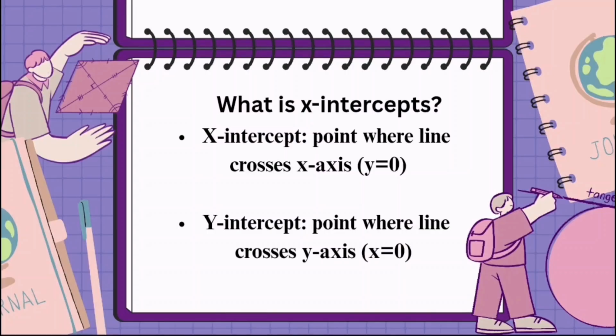The x-intercept is the point where the line crosses the x-axis. At this point, the value of y is equal to 0. For example, (4, 0). The y-intercept is the point where the line crosses the y-axis. At this point, the value of x is equal to 0. For example, (0, 3).